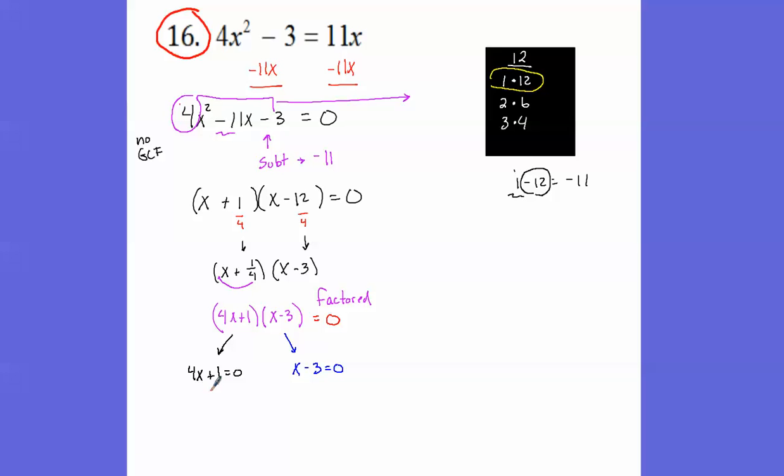On this left-hand side, I will have minus 1. Then I will have 4x is equal to negative 1. If I divide by the 4, I will end up with x is going to equal a negative 1/4. On this side, if I were to add 3 to both sides, I will end up with the final result of x equal to positive 3. These are my two solutions.